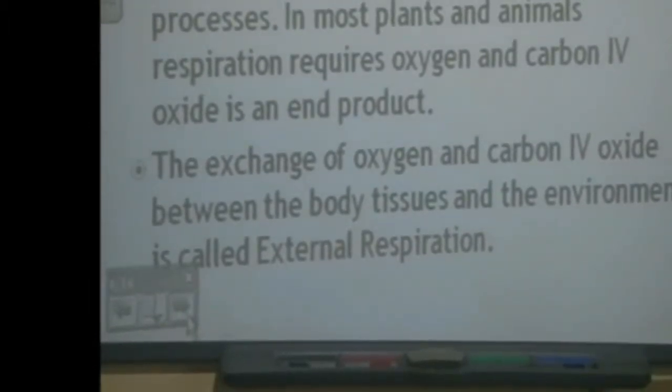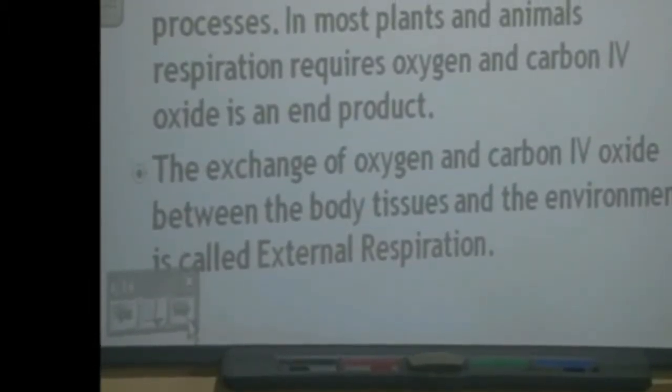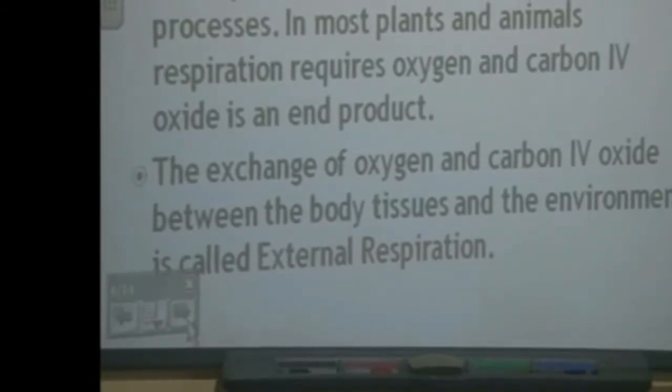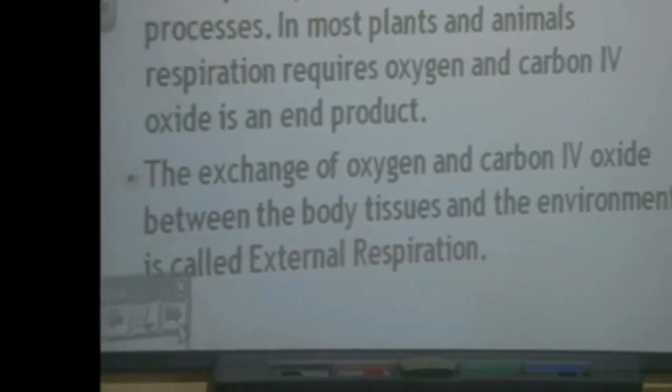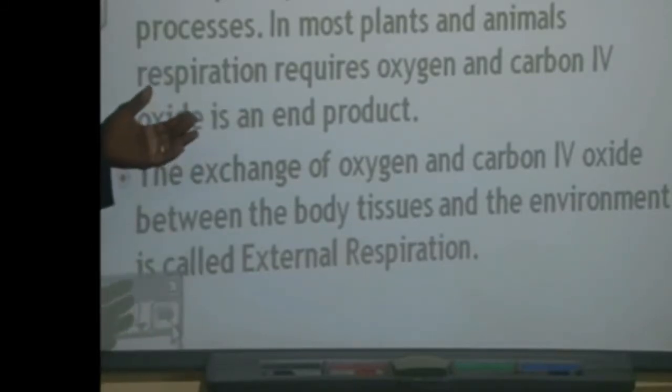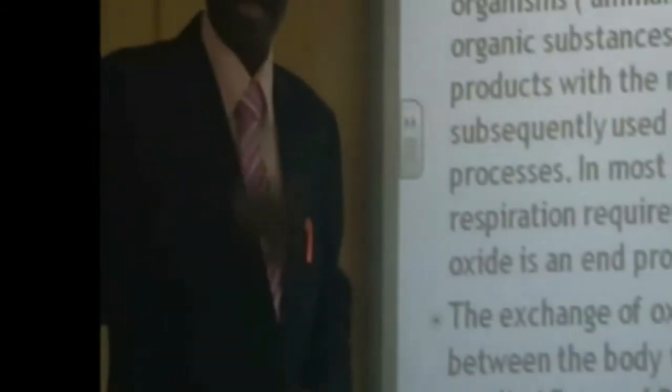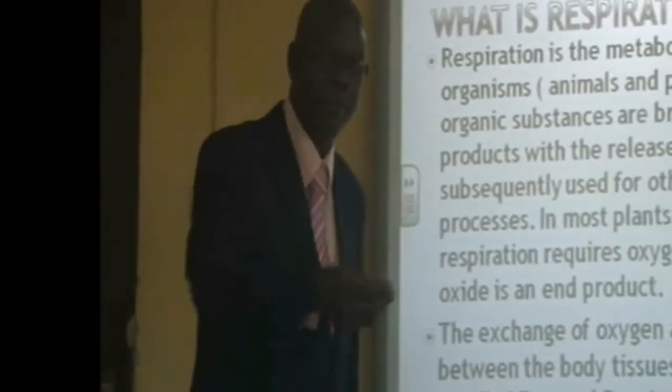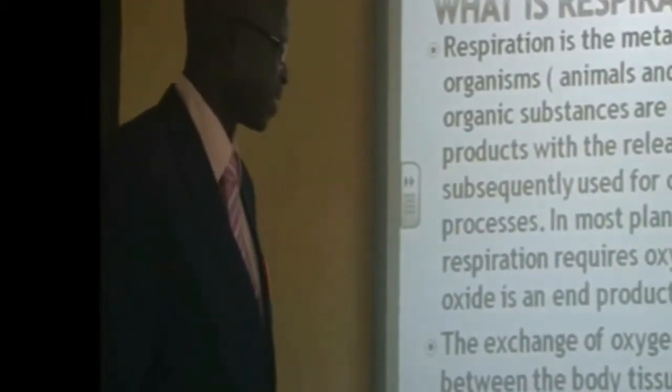Now, let's go to what actually happens during respiration. During respiration, we have the exchange of oxygen and carbon dioxide between the body tissues and the environment. That is, when you take in oxygen into the body cells or into the tissues of the body, which of course breaks down the organic substances, you have to breathe. When you breathe out, what is released to the environment is carbon dioxide.